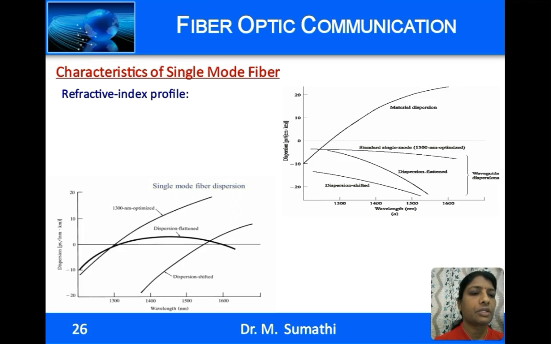The two graphs show the dispersion as a function of wavelength. The first graph on the right shows the individual material and waveguide dispersion. So, the material dispersion is plotted and the waveguide dispersion for the different types of fibers: single mode step index fiber, then the dispersion flattened fiber and dispersion shifted fibers.